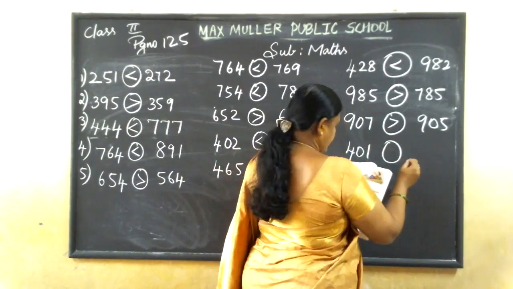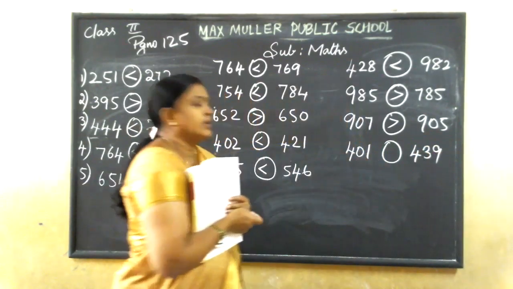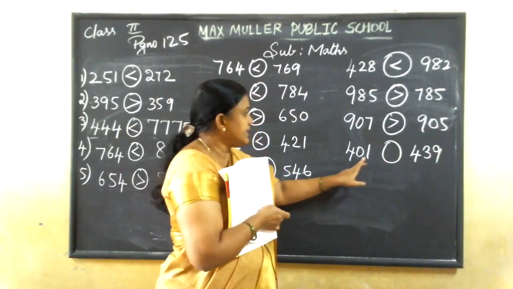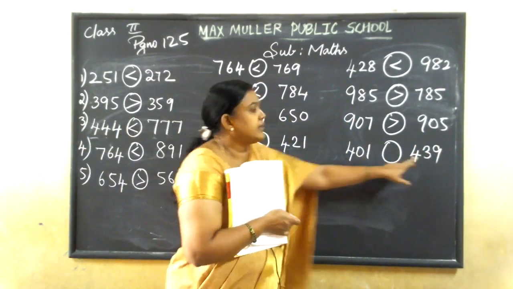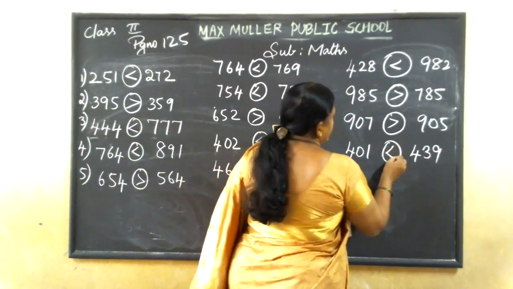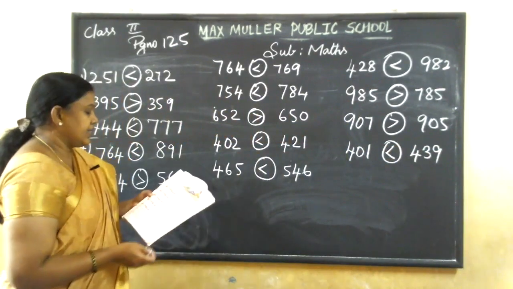401 and 439. See the hundreds place. Here also 4, here also 4. Tens place, 0 here, 3 is here. Which one is greater? 3 is the greater. So 401 is less than 439.